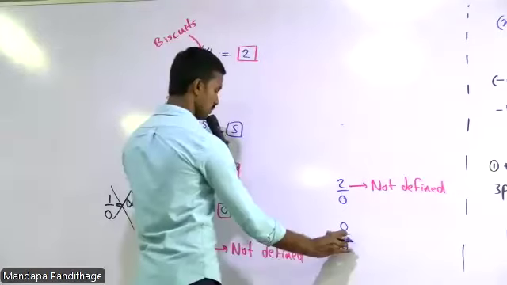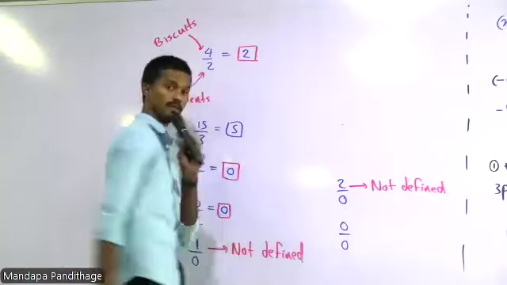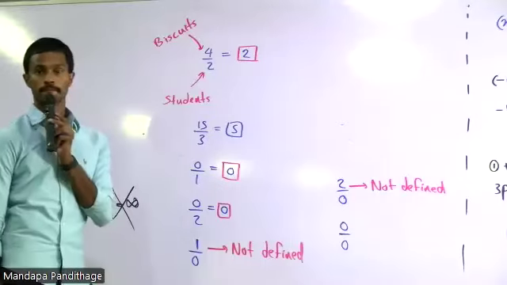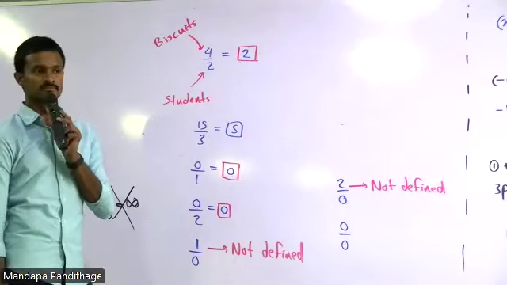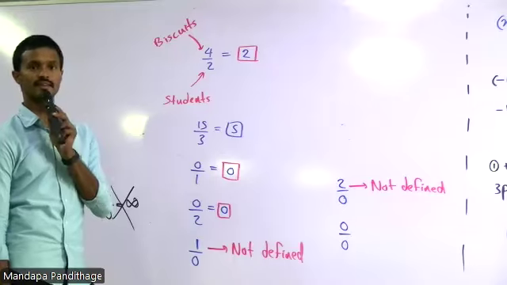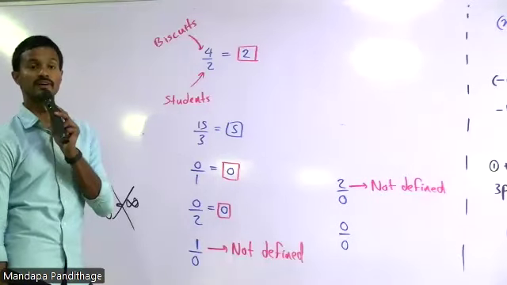What is 0 divided by 0? Tell me. Not defined. Any other answers? 0 divided by 0.